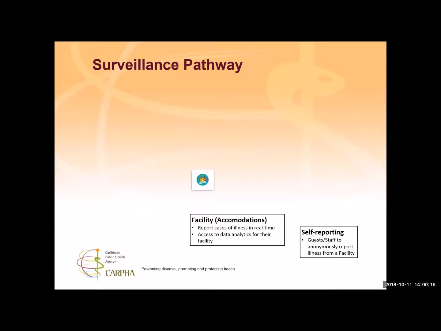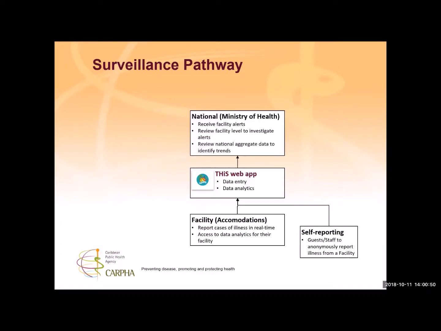There's also another module where guests or staff can anonymously report illness from a facility. So for example, if you have gone to a hotel, you may have returned home and realized that you feel sick at home, you can then go into the system and report yourself. Or if you're in the country, you may not be staying at a facility that is registered as an accommodation, you can also report. So the Ministry of Health knows that something may be happening in country. Once this report is made, it goes into the web application, and the web application produces data analytics.